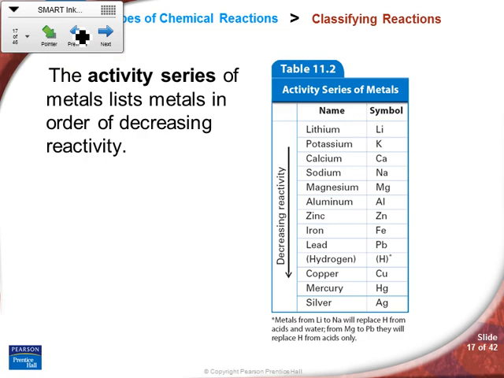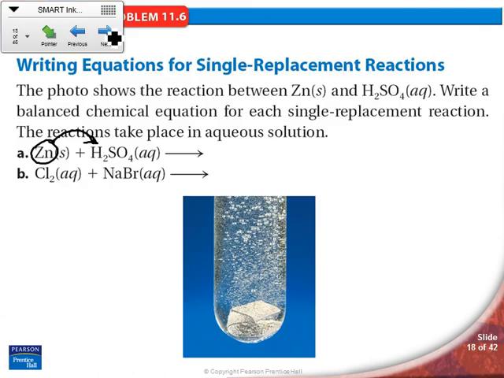So let's go back to the chart here. Is zinc strong enough to replace hydrogen? Zinc is up here, right? Hydrogen's down here. So yes, it is strong enough. So since this is actually going to happen, we can write this reaction. It's going to be ZnSO4 plus, once again, we have H2. That seems to happen a lot to hydrogen.